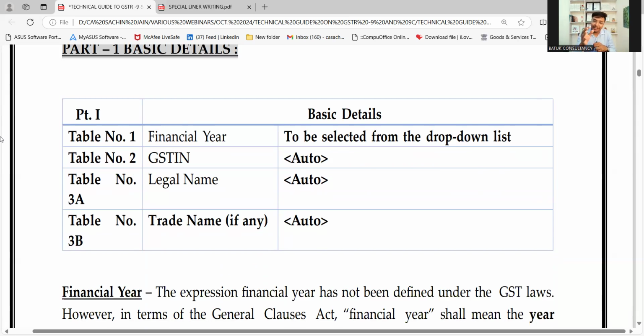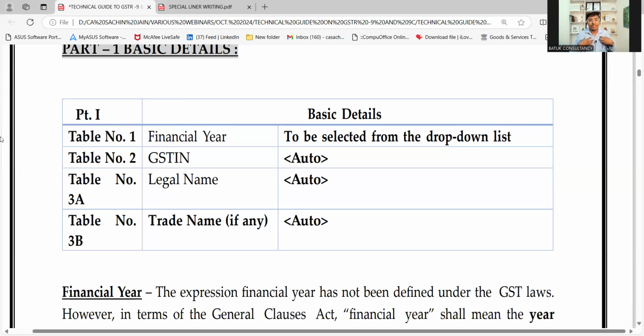GSTN will be auto-populated. You are filing the GSTR 9 return for a specific client. The GSTN will be auto-populated. Your legal name, that means based on your PAN number, will also automatically come here, and your trade name. Trade name means the name that is different from the legal name. Legal name will always be based on PAN number.